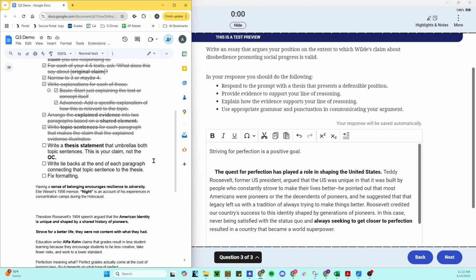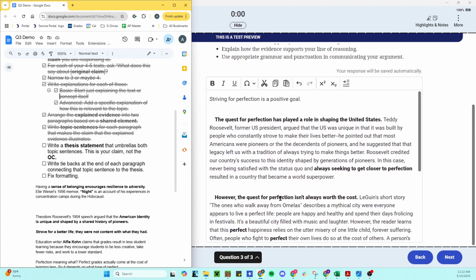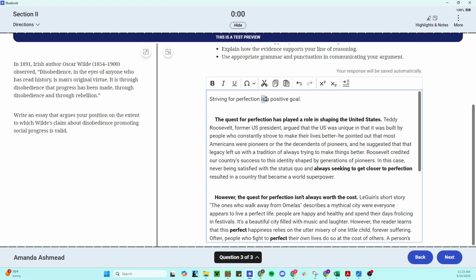And now I need a thesis. So the quest for perfection has played a role in shaping the United States, but it isn't always worth the cost. So I think my thesis is going to be something like: striving for perfection can be a positive goal if... unless... because remember, it's like because, unless, or until.